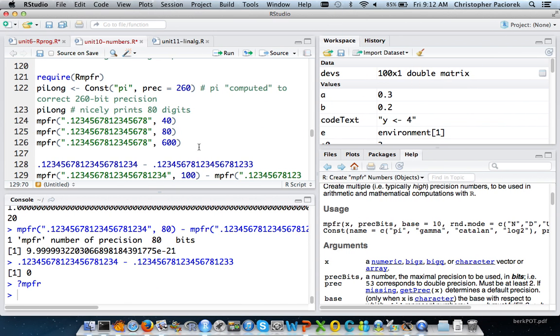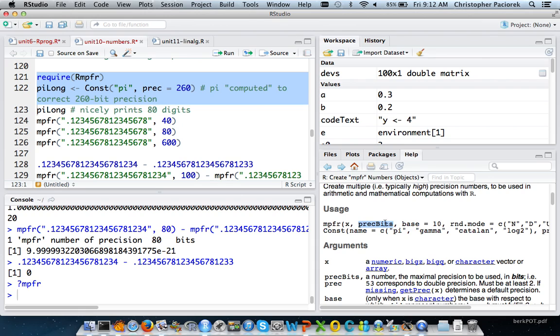So here's a little bit of an example of that. It's the Rmpfr package, which, for some reason, I cannot type the MPFR in the right order. But once you're actually able to type it, it will work. If you ask for help on mpfr, it'll say, what's the number you're interested in working with? You can give that as a character string, so you can type in the number in as many digits as you'd like. Then it says, how many bits do you want to use to represent the number? And what base do you want to work in?